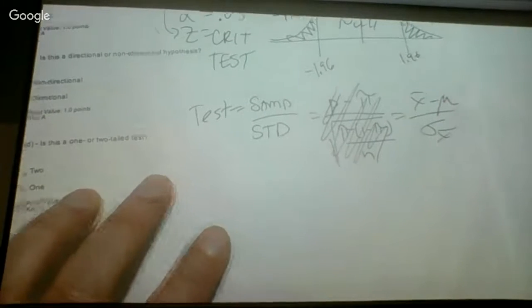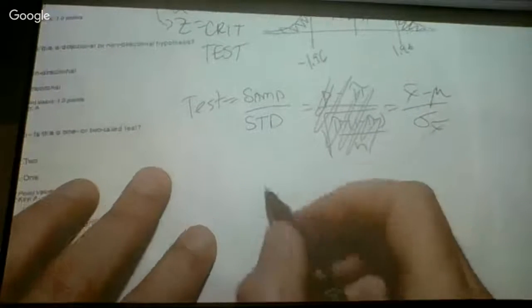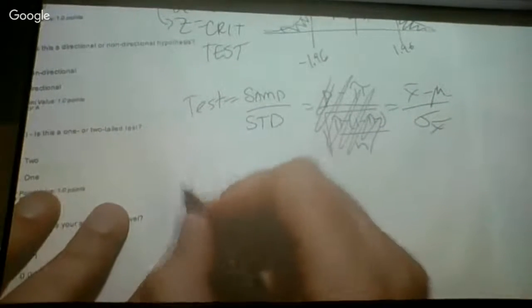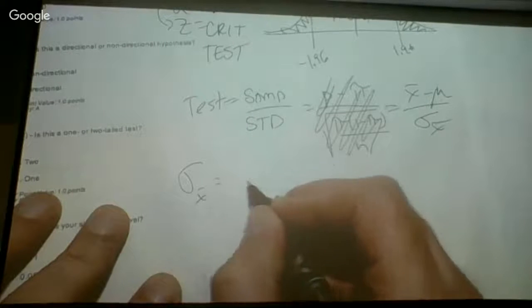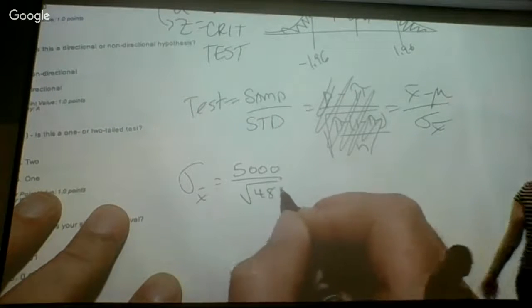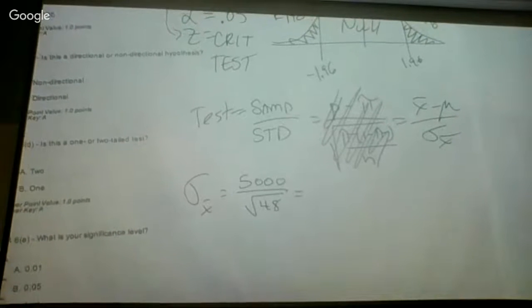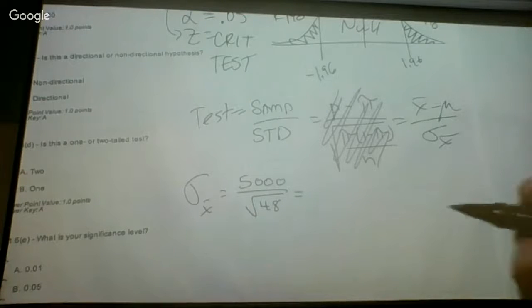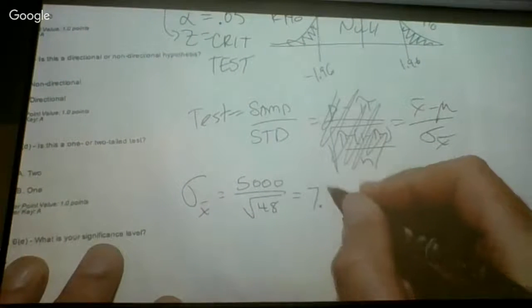All right, so now I need to use observed minus expected over standard error. Standard error is the standard deviation divided by the square root of the sample size. Something like 5,000 divided by 7. CDS, please. 7.1.